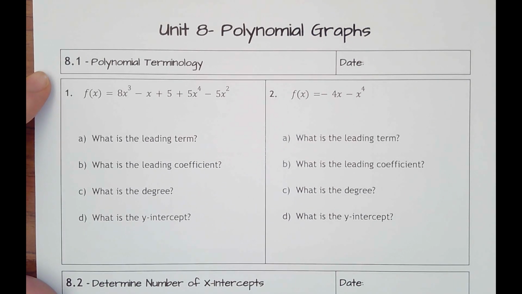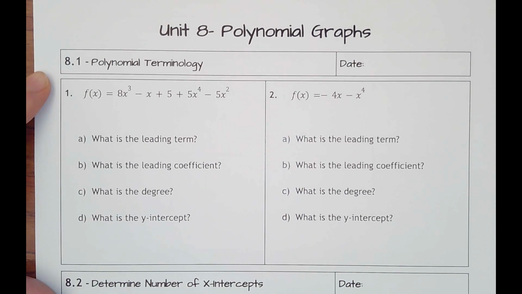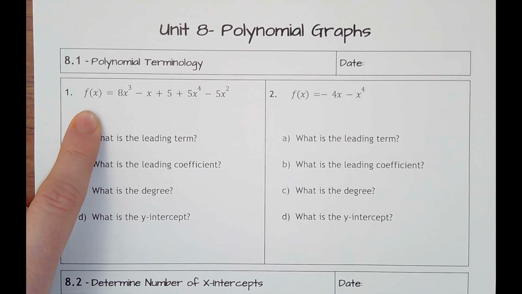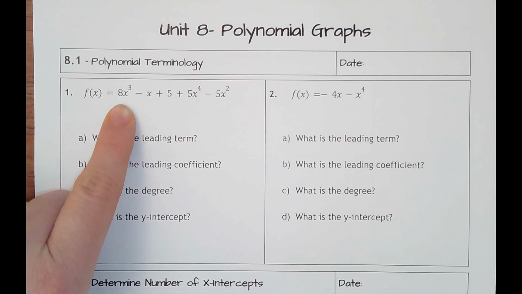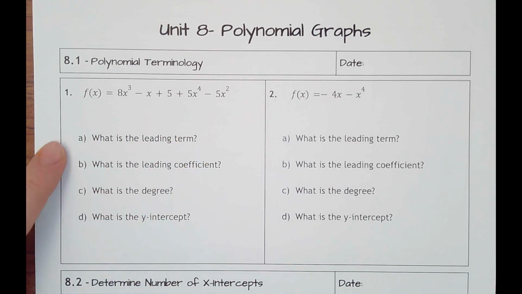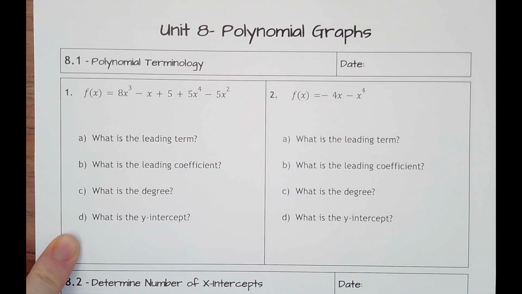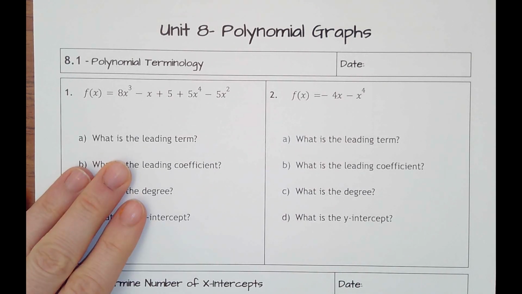Lesson 8.1 is simply about polynomial terminology, some terms that you need to be familiar with when a problem or I describe a polynomial function. So number one, this is our polynomial. Remember, poly meaning more than one term. So we've got this long function. Delta Math will only ask you one of these at a time, but I was trying to condense the notes. So first thing you need to know is what is a leading term?